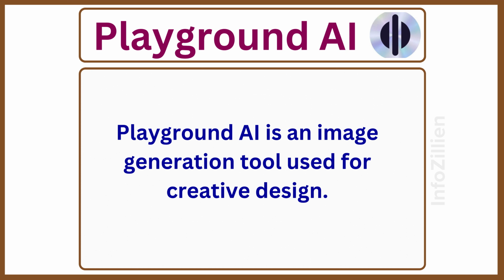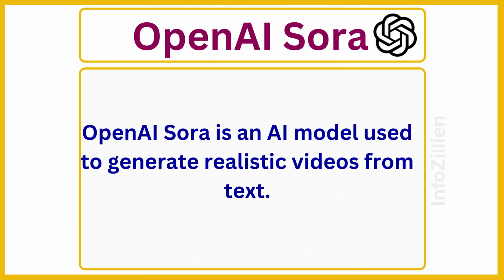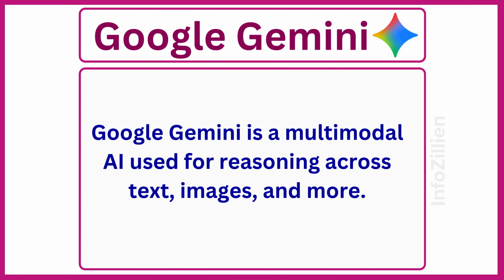Playground AI is an image generation tool used for creative design. Dream by Wombo is an AI art tool used to create paintings from prompts. OpenAI Sora is an AI model used to generate realistic videos from text. Google Gemini is a multimodal AI used for reasoning across text, images, and more.